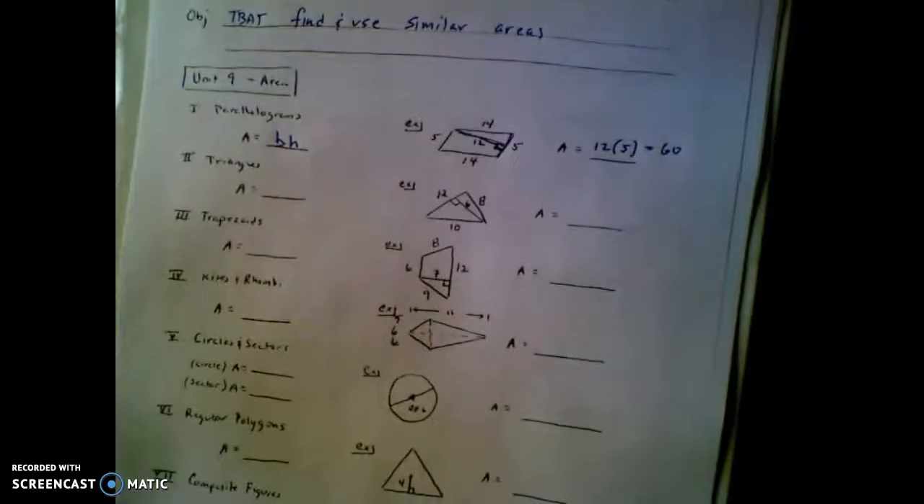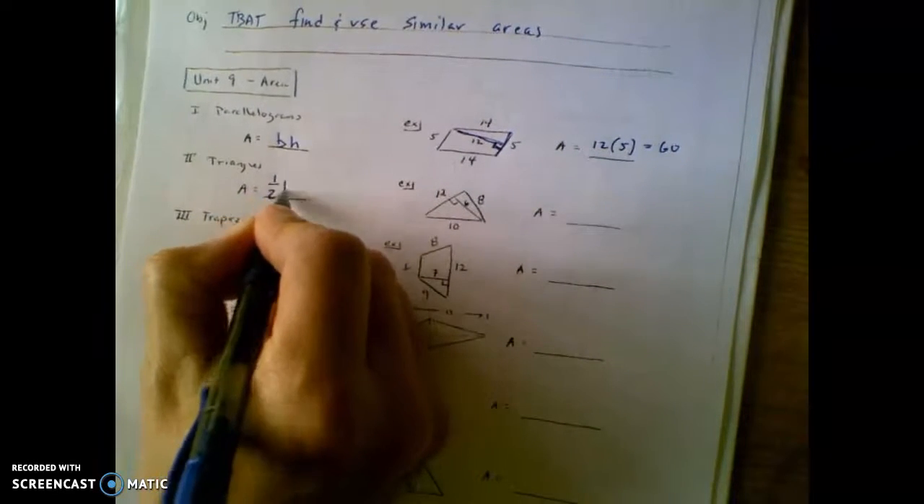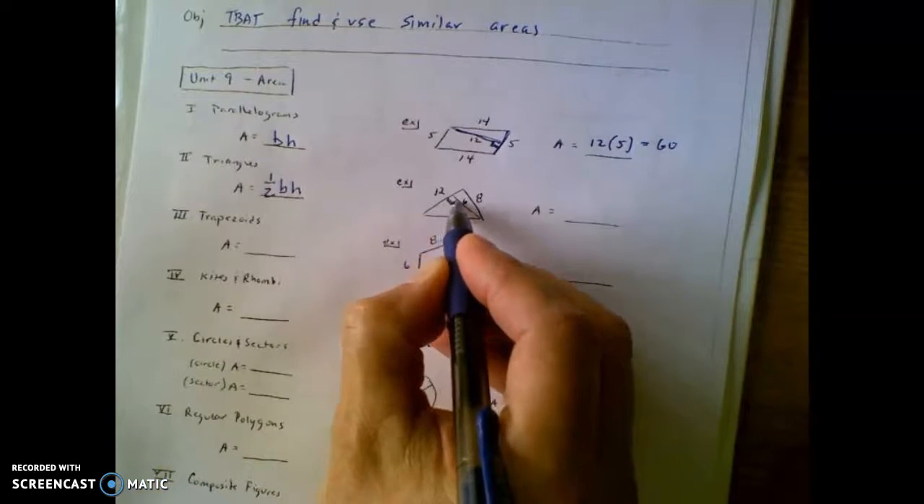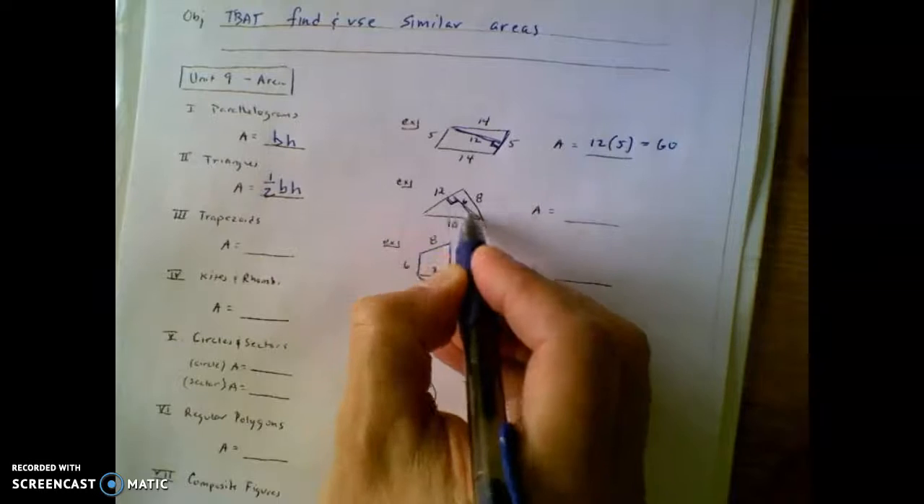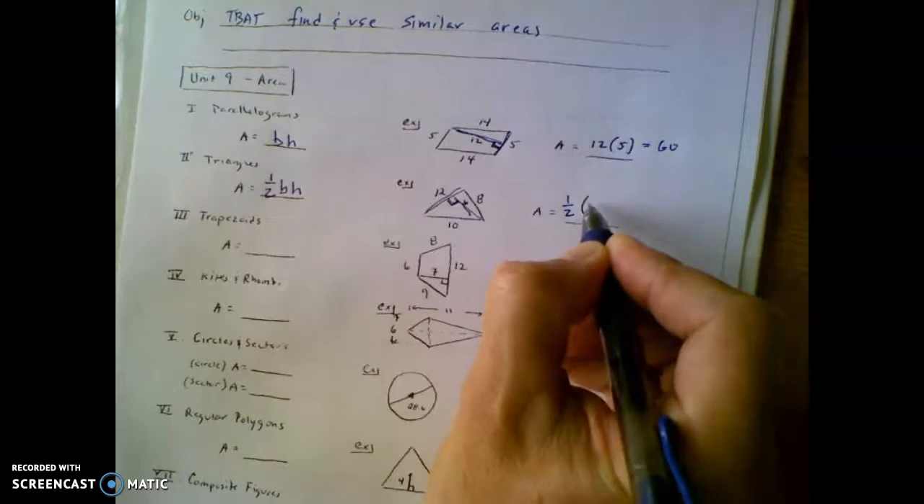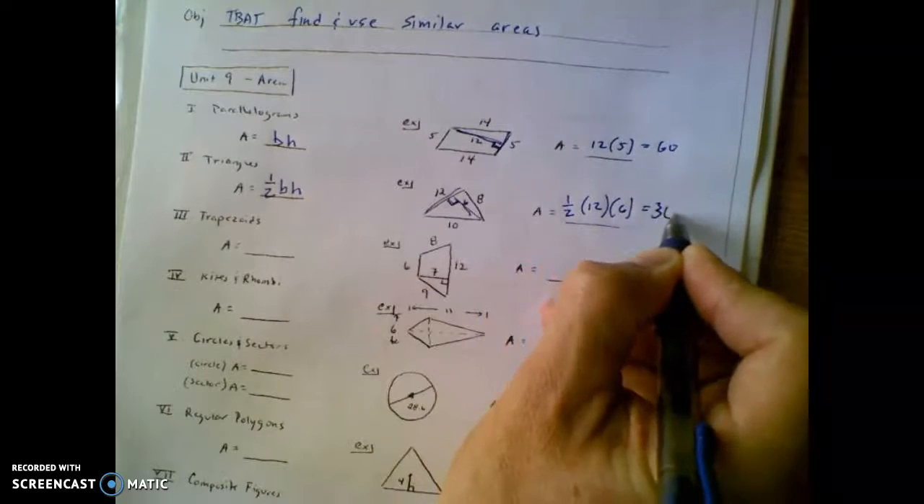Over here, now I have a triangle. Remember, that's just half of a parallelogram, so that's half the base times the height. Base and height still need to be perpendicular, so this is my perpendicular right there. So this must be the base and the height, so this one would be simply 1/2 times 12 times 6, which is equal to 36 square units.